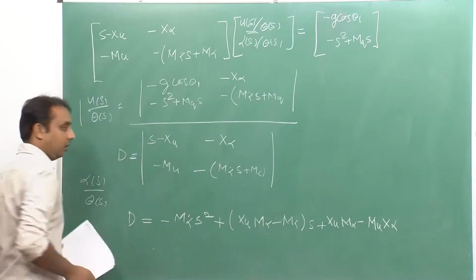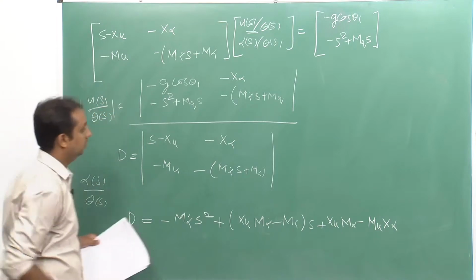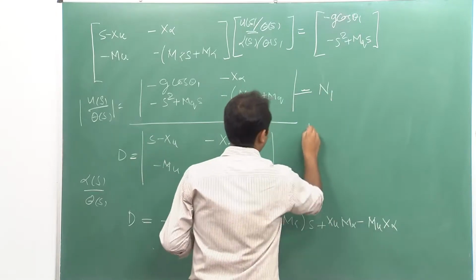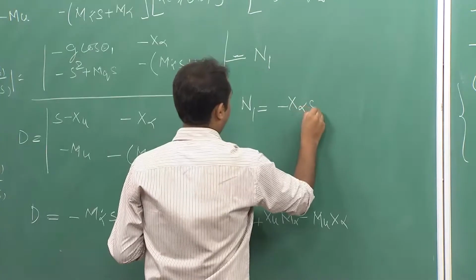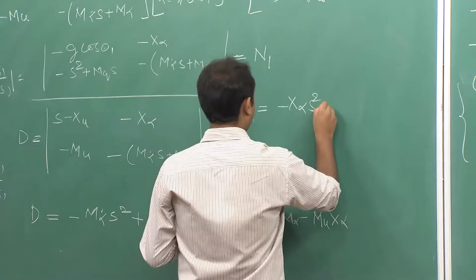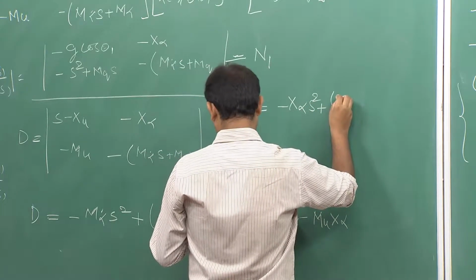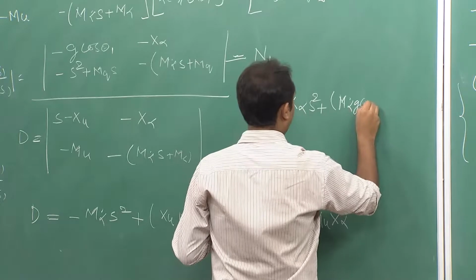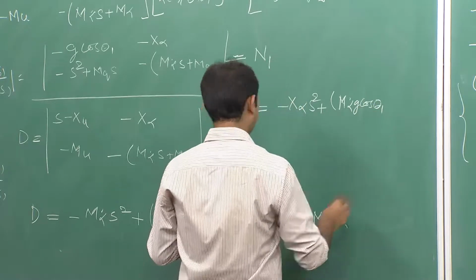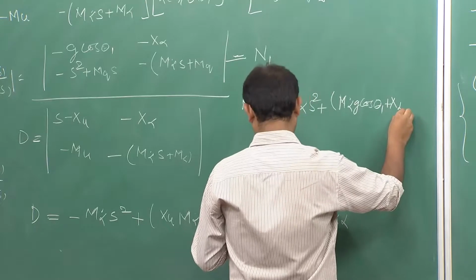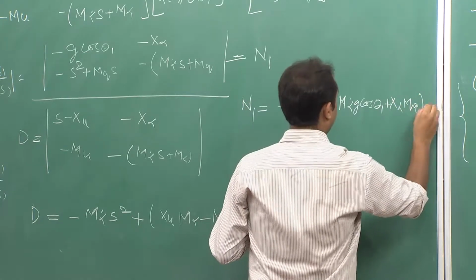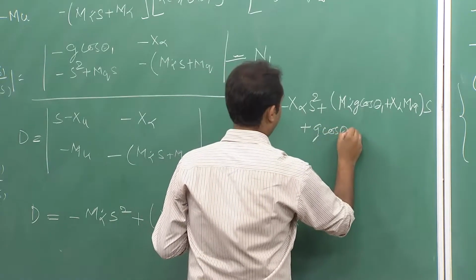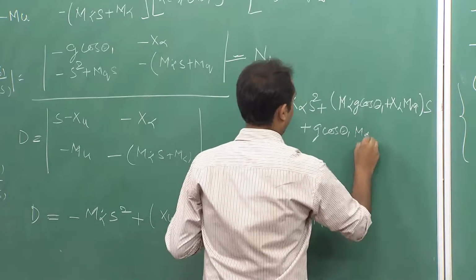Similarly, the numerator of this ratio, let me call this n1. n1 will be x alpha s square plus m alpha dot g cos of theta 1 plus x alpha m q into s plus g cos theta 1 m of alpha.